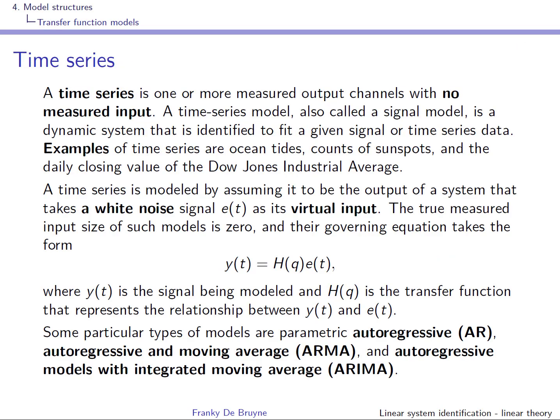Well, a time series is a series of data points with only outputs. There are no measured inputs. There are inputs, of course, to the system, but these are not measured because they are not available for measurement. Examples are, for instance, series of ocean tides, count of sunspots, and, for instance, the value of your favorite share, right? So you can apply the course to predict the price of the share for tomorrow and become very rich.